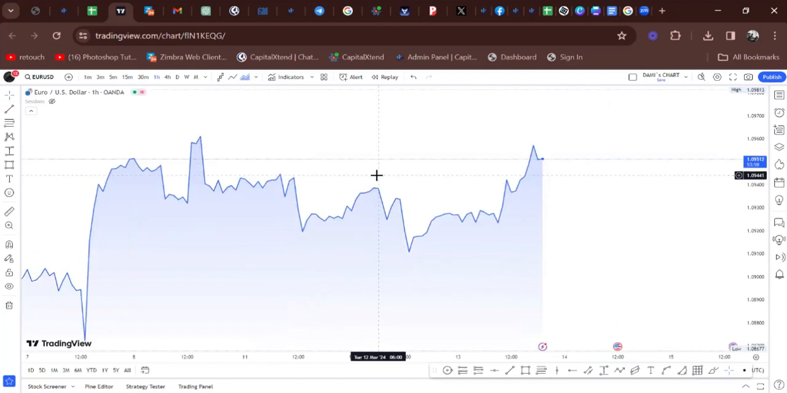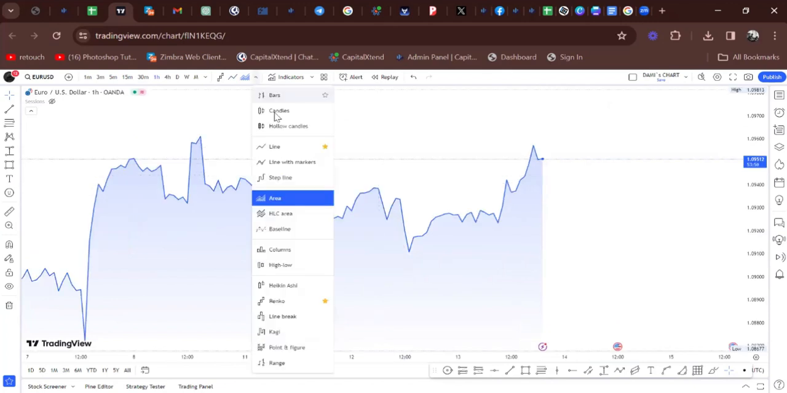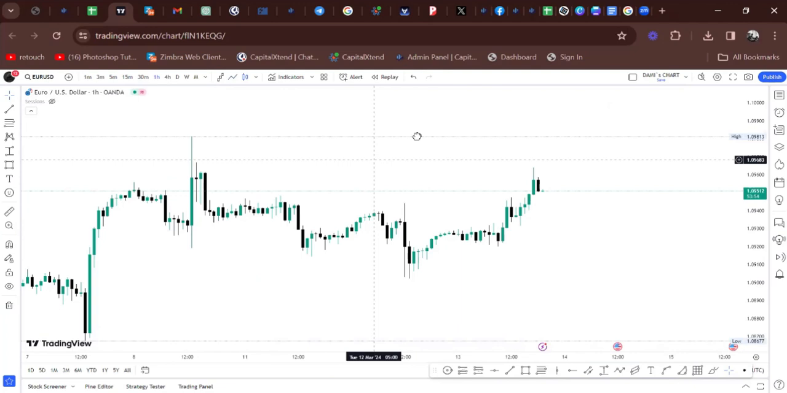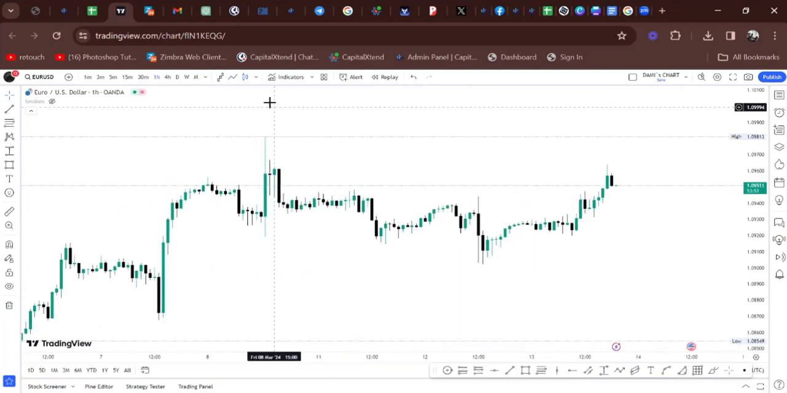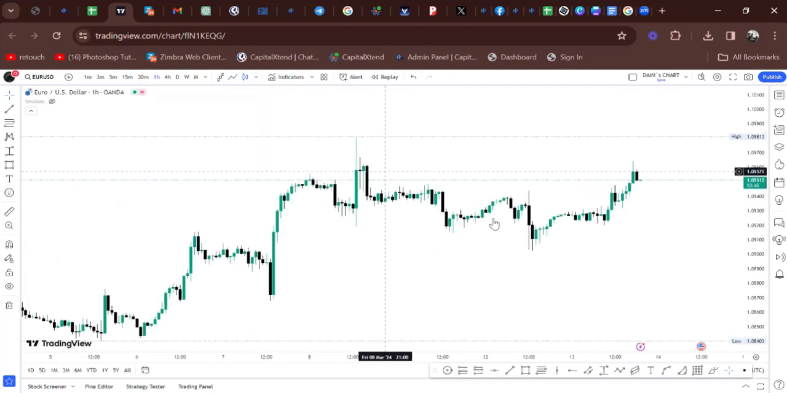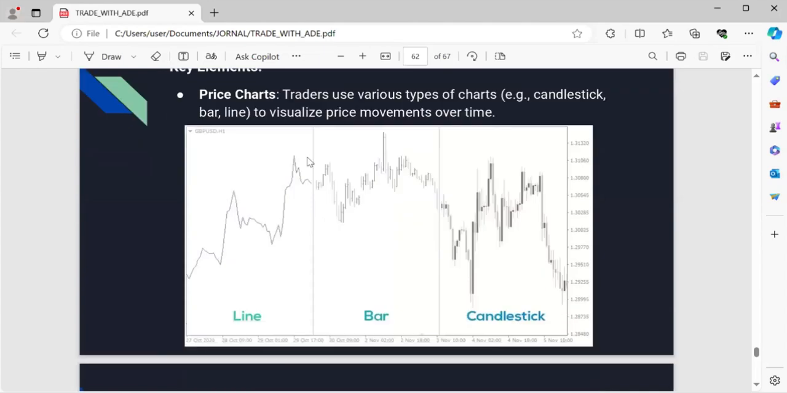But we retail traders, we prefer using the candlestick. Why do we prefer using the candlestick? Because the candlestick has more data than every other type of chart. You can easily interpret it. That's why we use the candlestick as retail traders. Okay, now that's that for the type of chart. We have different types of charts like I just showed you.